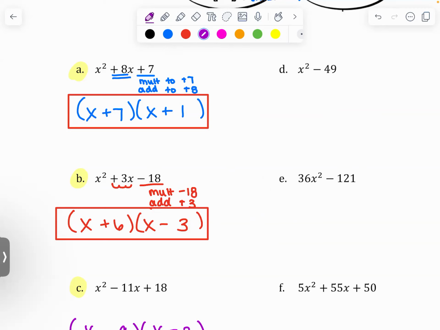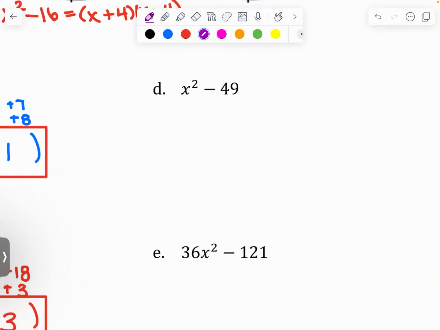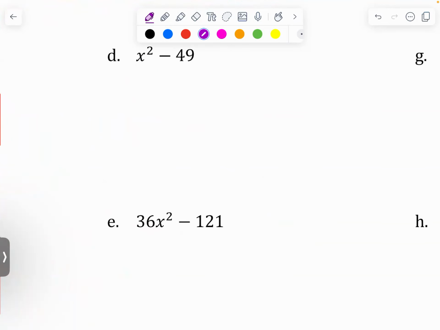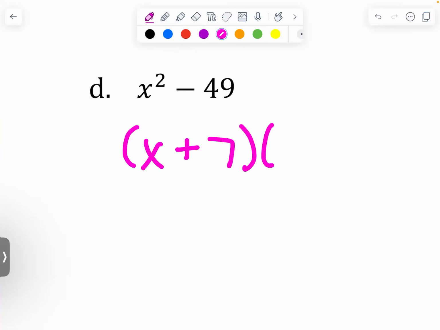18. Okay. All right, what pattern do we have for D and E? Okay, so we only have 2 terms, which makes us question, hey, are these perfect squares? So is x squared minus 49, are those both perfect squares? Yeah. So we can factor this to x plus 7, x minus 7.